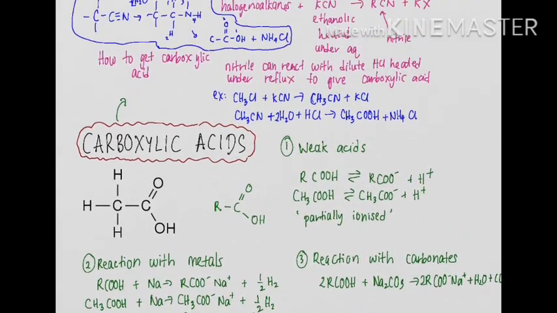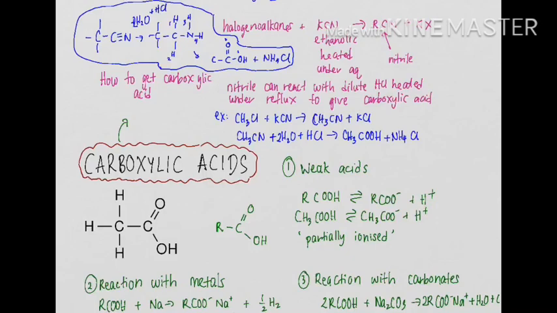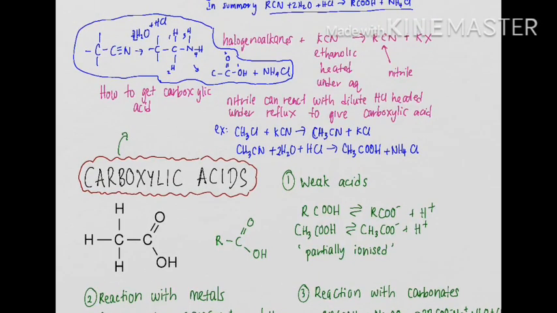Now let's look at how we get carboxylic acid. We get our carboxylic acid from the previous reaction we have learned under halogenoalkanes. Halogenoalkanes can react with KCN under ethanolic conditions when you heat them under reflux. When you heat them under reflux, you are going to get RCN, a nitrile, and you will have KX.